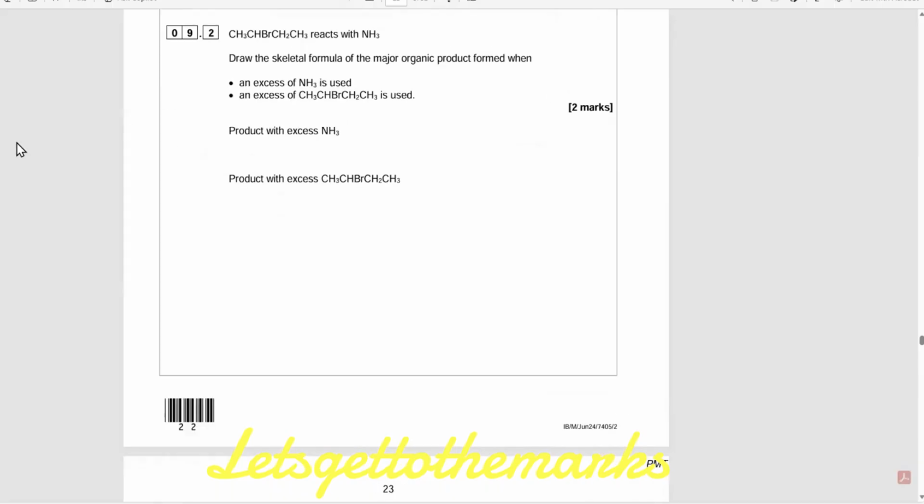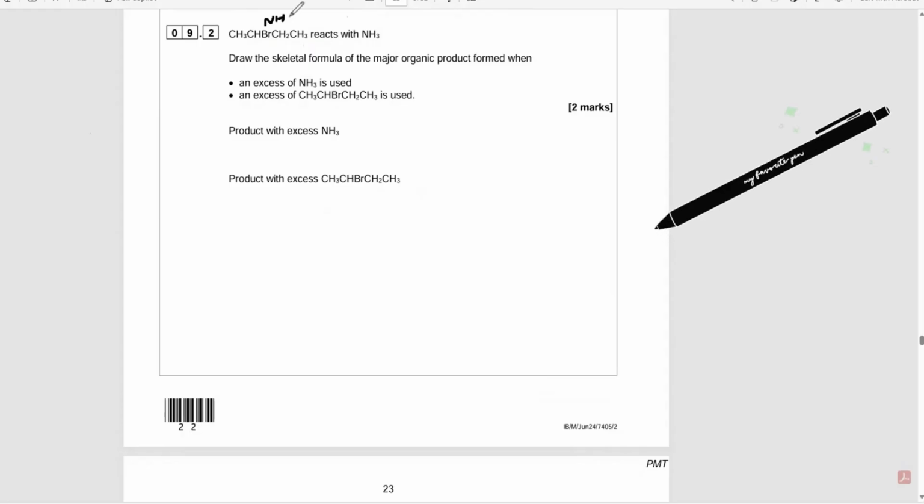9.2. Right, we have, that looks like 2-bromobutane, and it reacts with ammonia. Draw the skeletal formula of the major organic product formed when an excess of ammonia is used, or an excess of 2-bromobutane is used. Product with excess ammonia, product with excess 2-bromobutane. Grab your pen, grab your paper, pause the video, have a go, and then we shall go through the explanation.